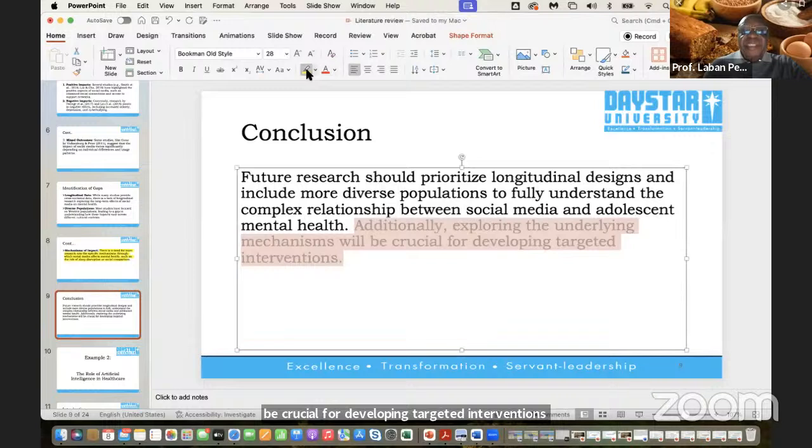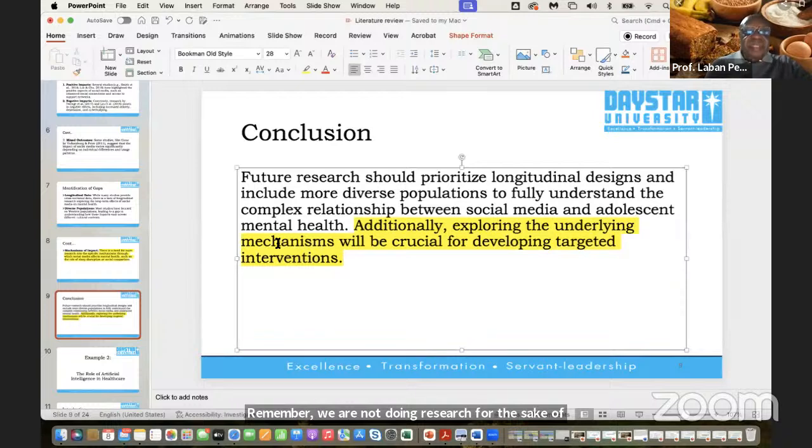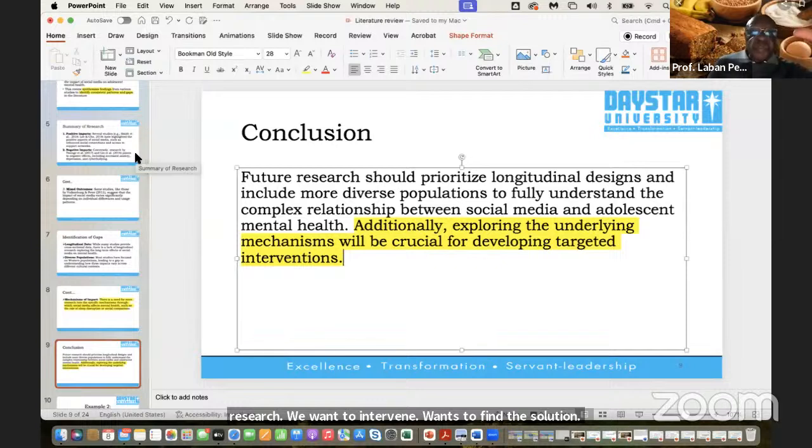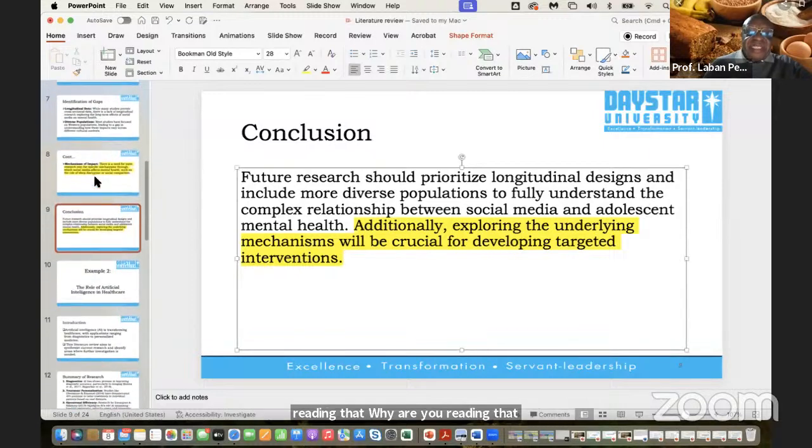Remember, we are not doing research for the sake of research. We want to intervene. We want to find a solution. So this should give you a bird's view of why you are reading that article. Let me give example 2.